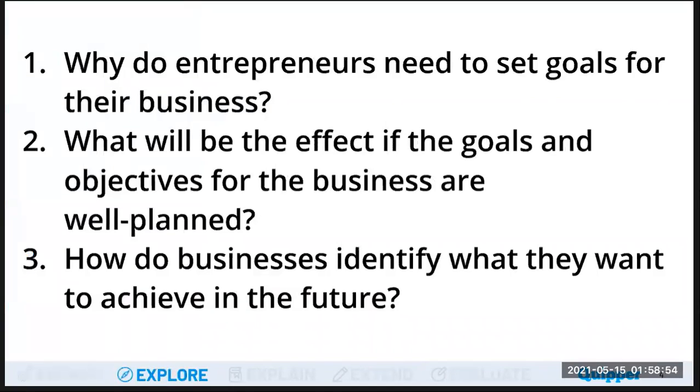Why do the entrepreneurs need to set goals for their business? And bakit kailangan natin mag-set ng goal? No, pwede naman tayong walang goal. It's because yung goal kasi yung nagbibigay din ng direction sa business. And what will be the effect of the goals and objectives for the business? For the business are well planned. Yan. Kung meron tayong goals and objectives, syempre, magkakaroon tayo ng vision kung ano yung mararating ng business natin.